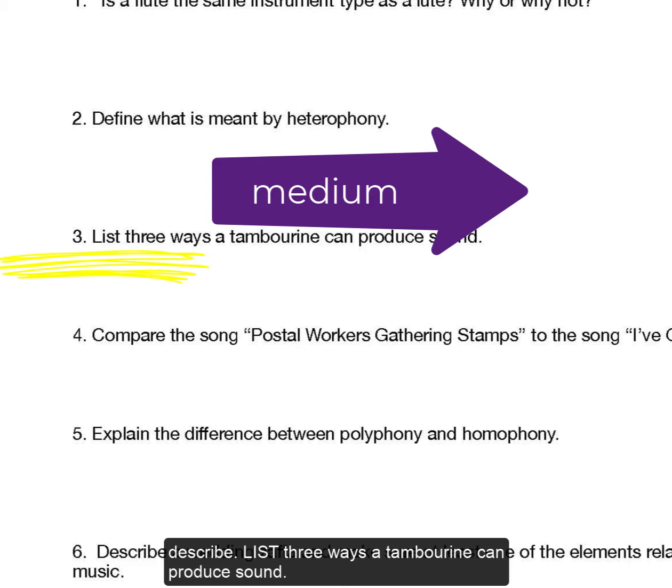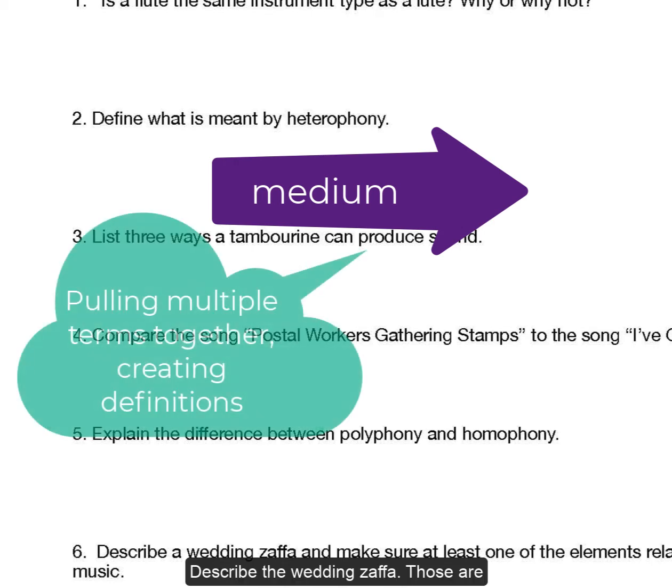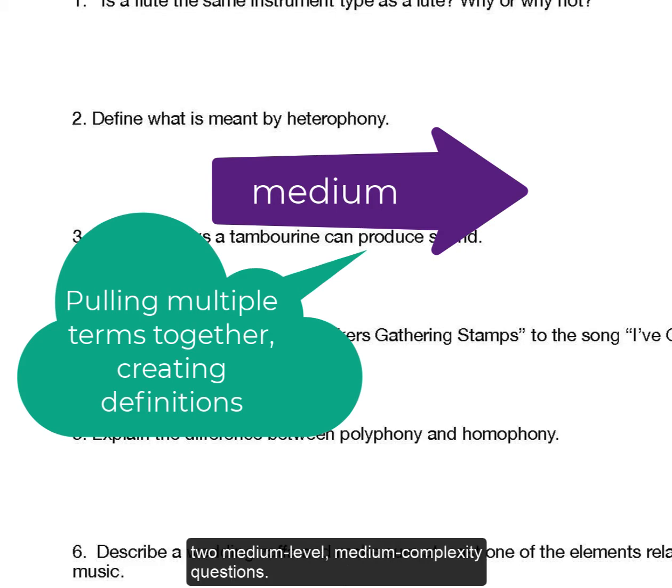List 3 ways a tambourine can produce sound. Okay, or describe the wedding zaffa. Those are 2 medium level, medium complexity questions, and they allow you to give a fair amount of knowledge.